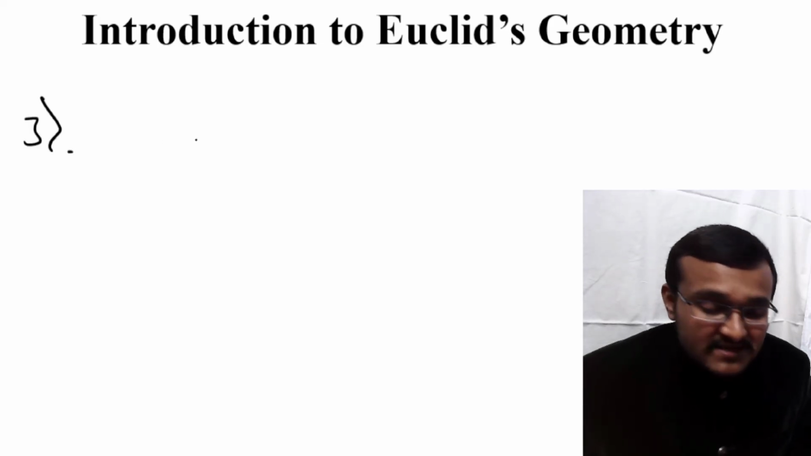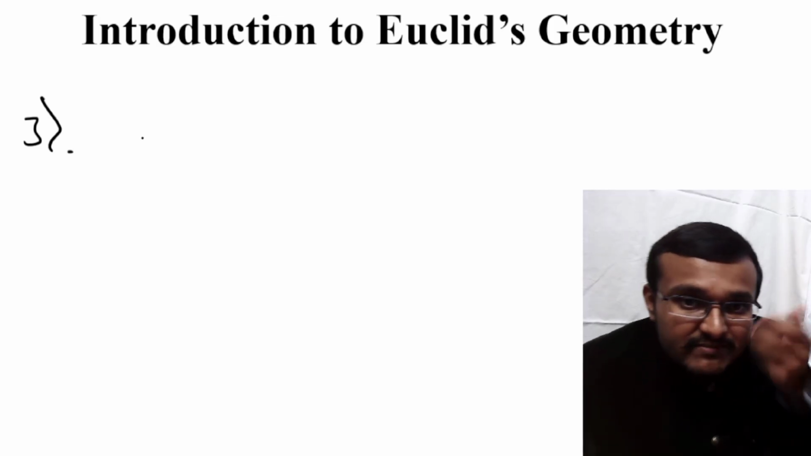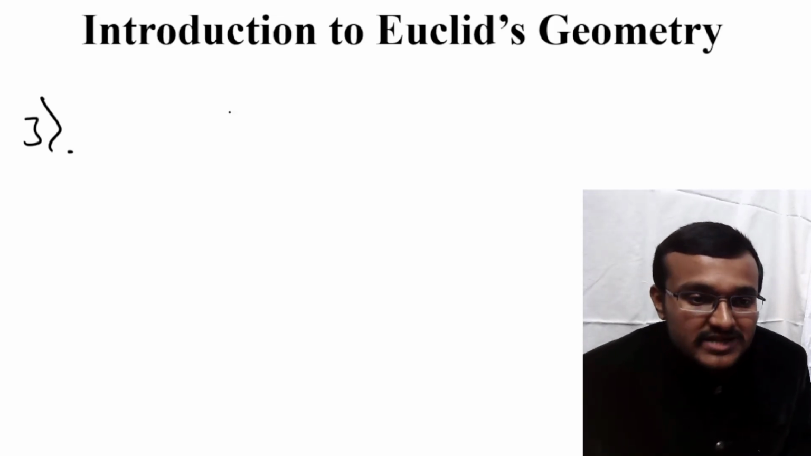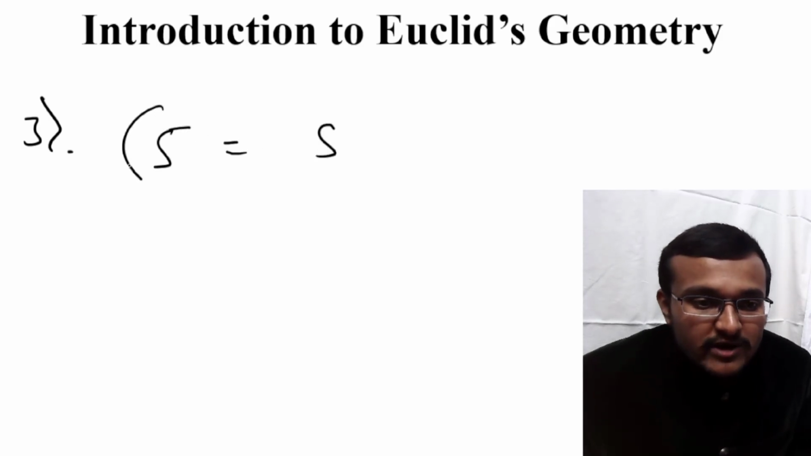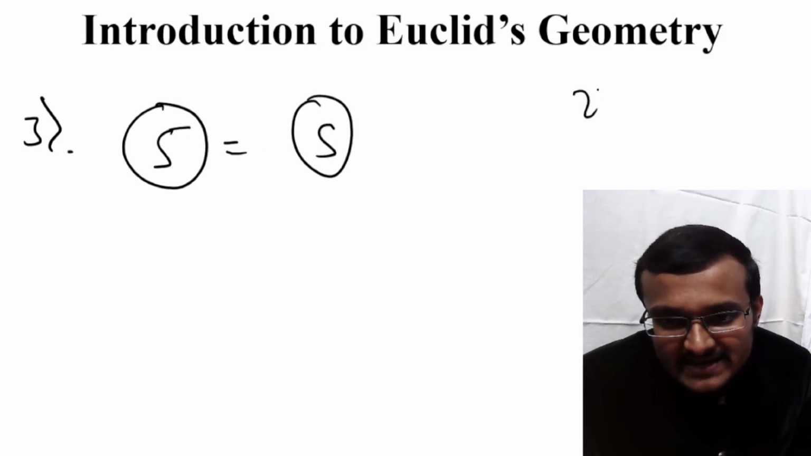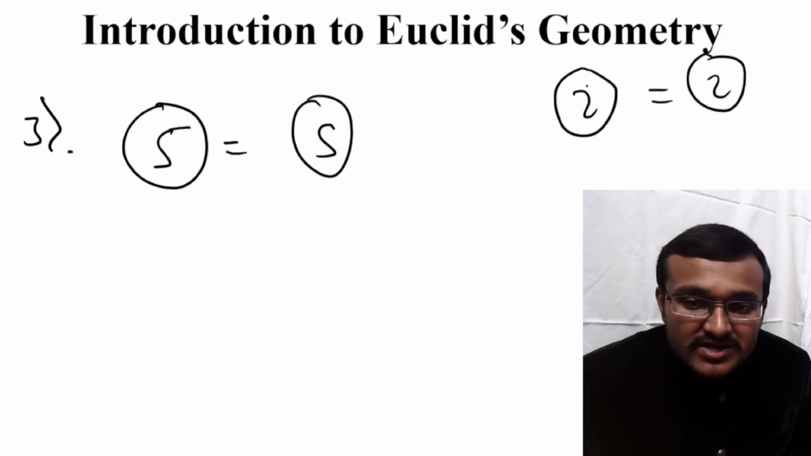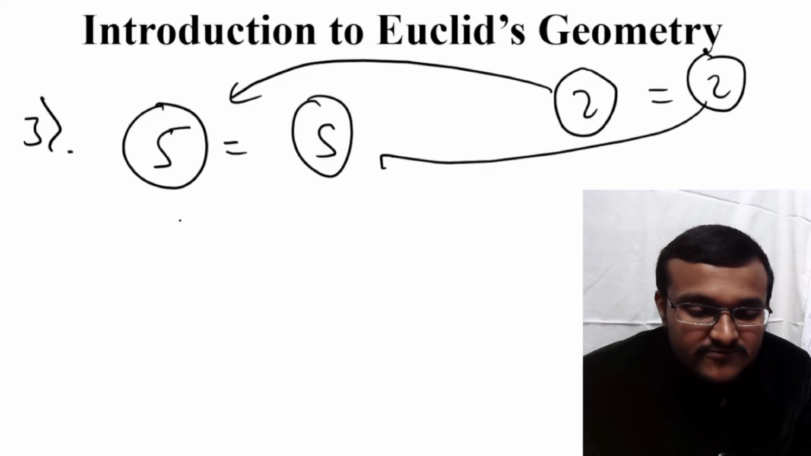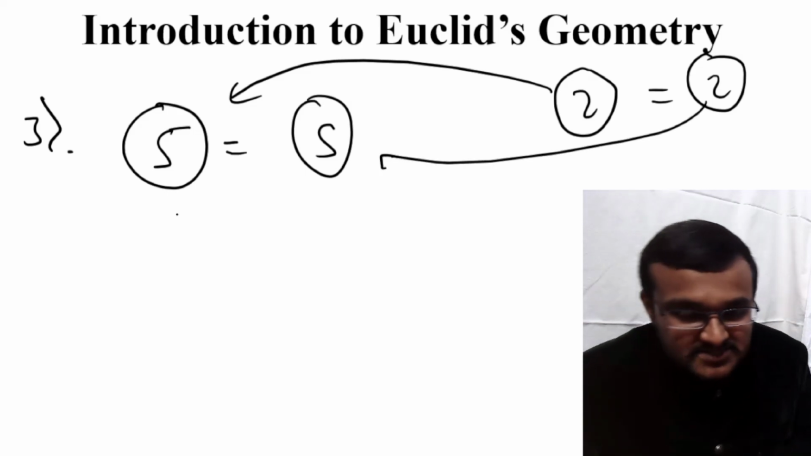Now if you look into axiom 3, if equals are subtracted from equals, the remainders are equal. You can take the same example: phi is equal to phi. You have one equals, and you can take one more equals, that is 2 is equal to 2. Now this 2 you can subtract from phi and this 2 you can subtract from the other phi. So equals are subtracted from equals.